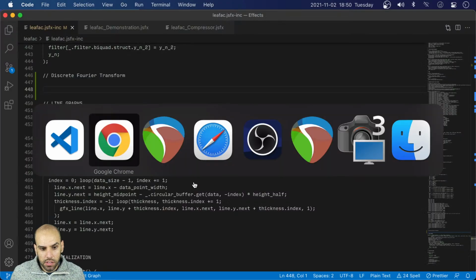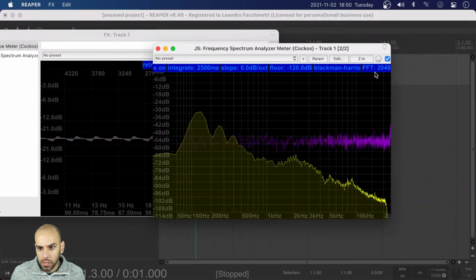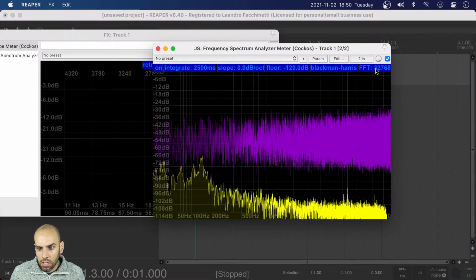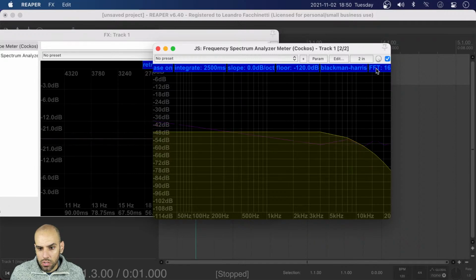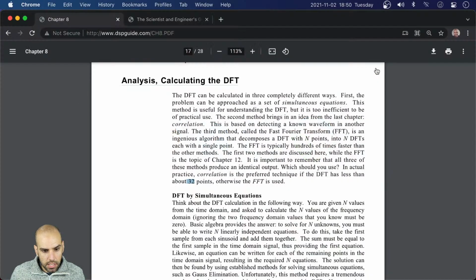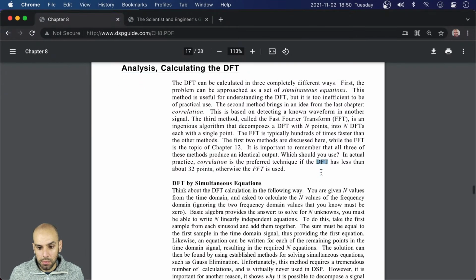I don't think that there is even this option here on this implementation. Oh, there is. So let's see. They say that if you are going to use 32 points or fewer, then a DFT, the thing that we are going to implement, may be faster. Otherwise, you go with the FFT.